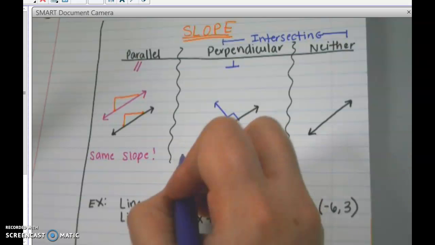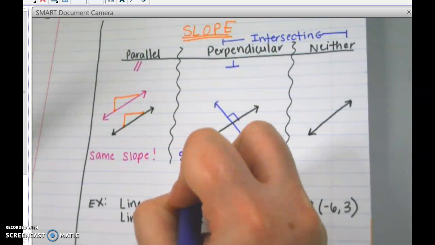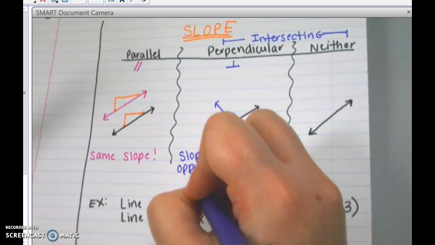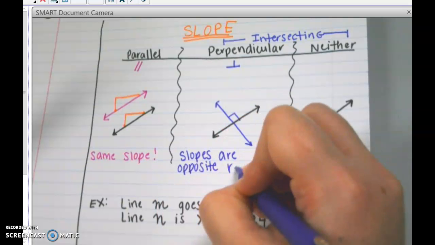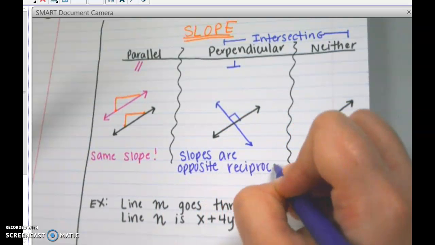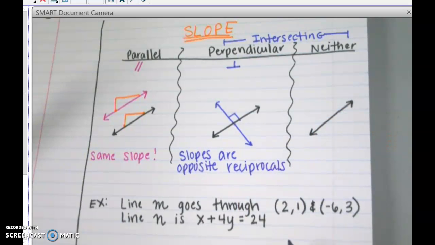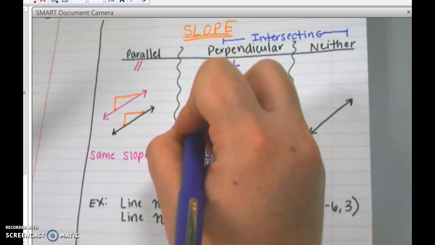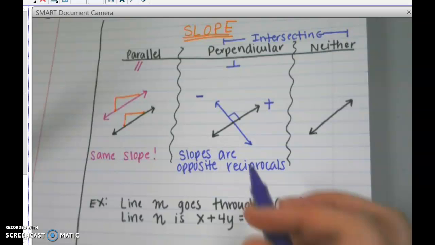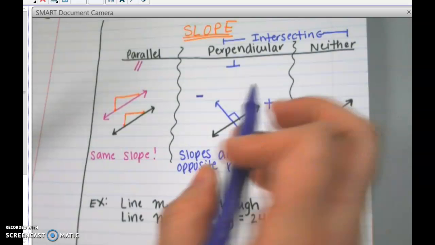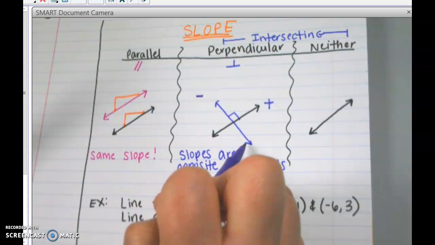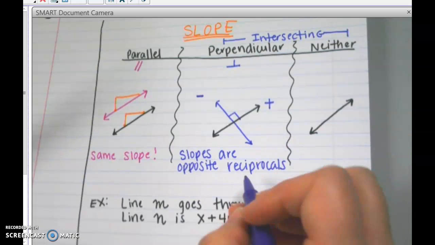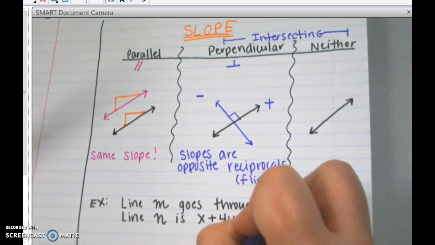So when two lines are perpendicular, their slopes are opposite reciprocals. And what that means is one of them will be positive and one of them will be negative. We should be able to tell that this line has a positive slope because it's going up. This one has a slope that's negative because it's going down. And that means your rise over run is going to flip. That's what reciprocal means.